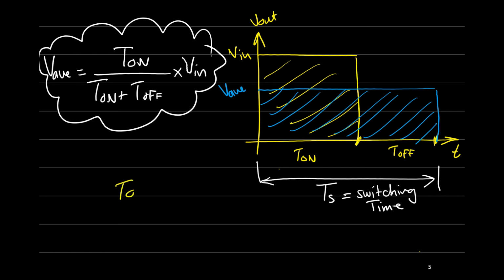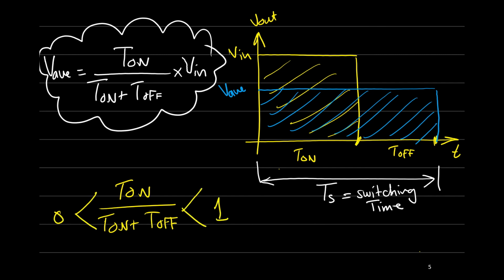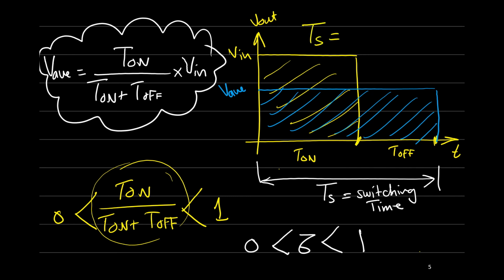And T on over the switching time must always be between 0 and 1. It cannot be more than 1, it cannot be less than 0, or even be 0 or 1. Otherwise, we will not be able to switch. And that's what we call the duty cycle, delta. T on over T on plus T off is delta. And usually we use this term, TS, the switching time. This is 1 over the switching frequency.